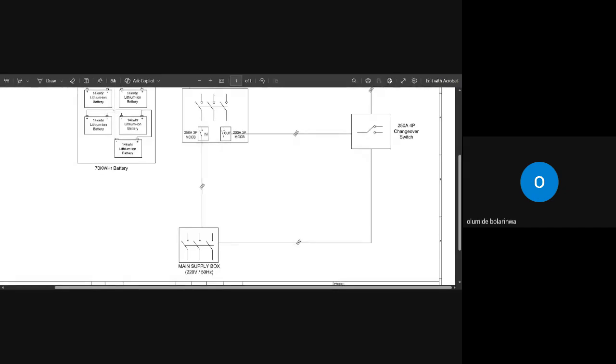Now you calculate for your cable. Which type of cable are you using in this case? Is it a flexible cable or a copper cable? Any answer? Is it a flexible cable or a copper cable? Anyone? She said copper cable.